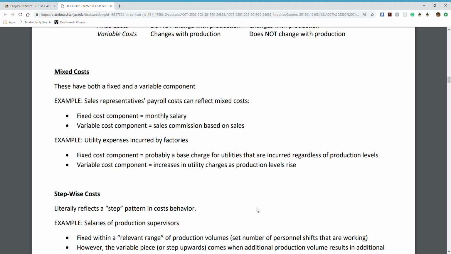Same thing with another example with the factory itself. Utilities. There's going to always be a base charge for a utility, no matter how much you use. That's known as a fixed cost. The variable could be the actual charges you incur. So, you can vary on the wattage throughout the month. We already know this with our personal electricity bill. It's usually not the same, but it does have certain fixed costs to it.